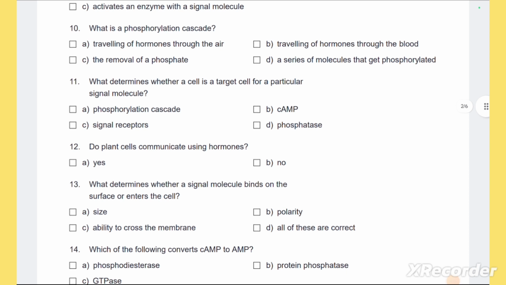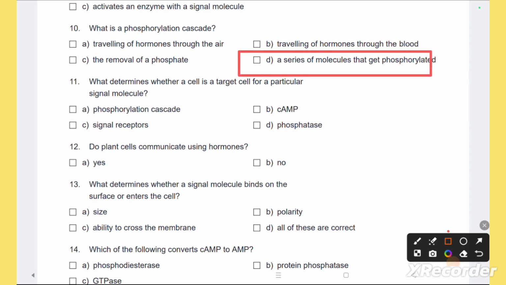What is a phosphorylation cascade? Option A, traveling of a hormone through the air. Obviously not. Option B, traveling of a hormone through the blood. It can be, but it is basically a concept related to hormones. And option C, the removal of phosphate. And option D, a series of molecules that get phosphorylated. So the answer of this question is D, a series of molecules that get phosphorylated.